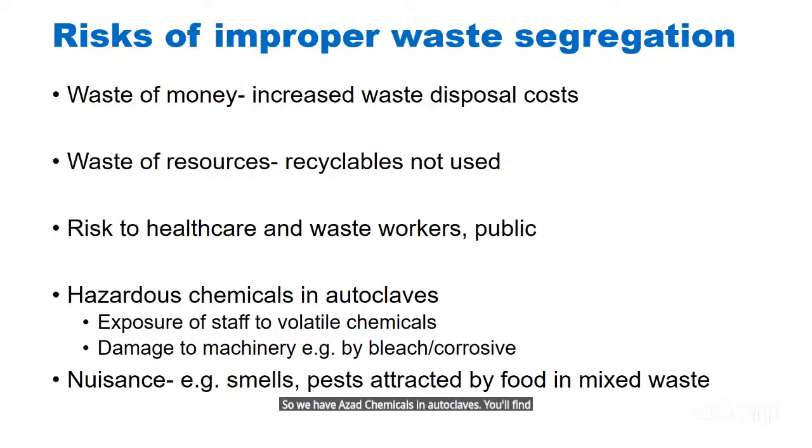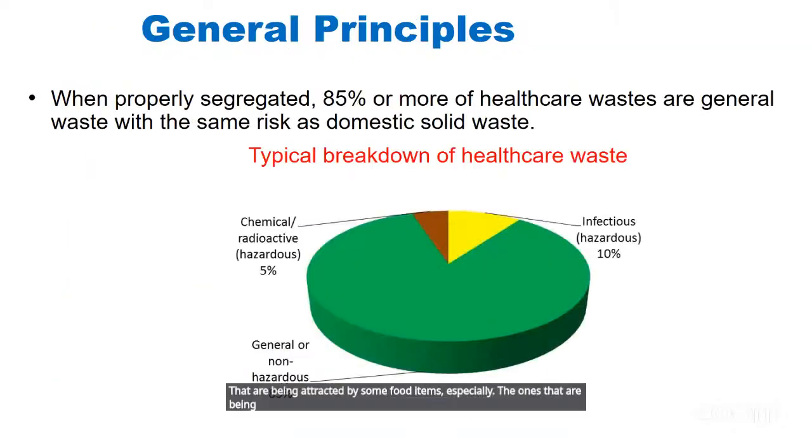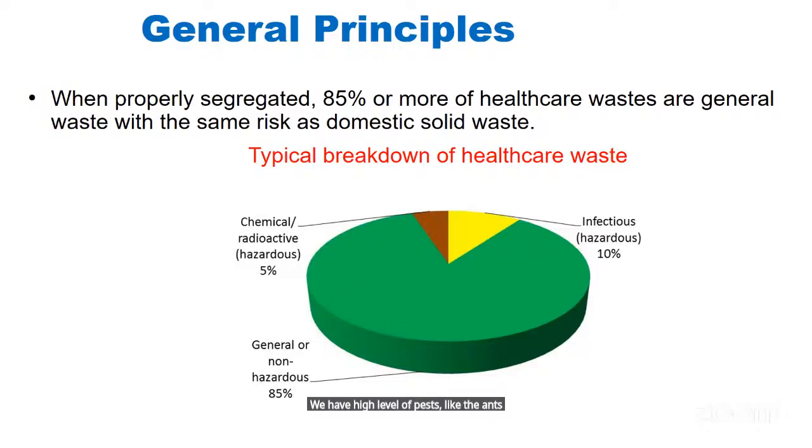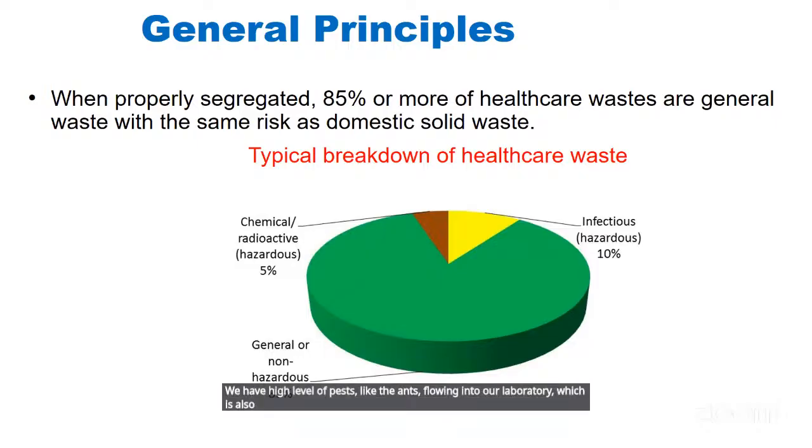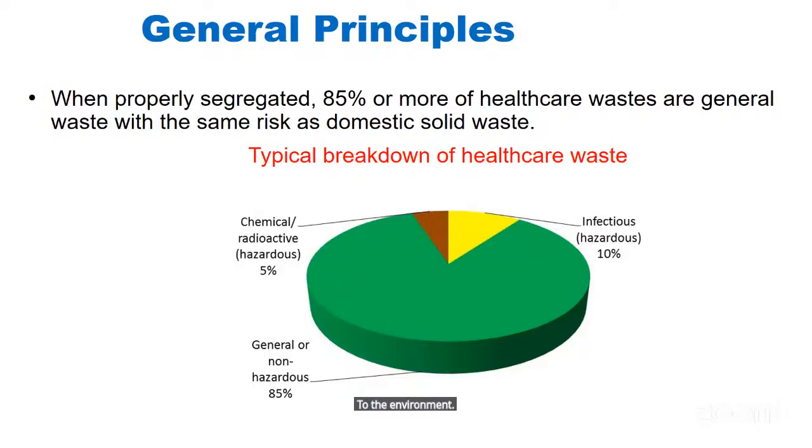You'll find yourself putting some hazardous chemical in autoclaves, which might also cause an injury to the people working on the autoclaves. It can also lead to nuisance, e.g. smells, pests that are being attracted by some food items, especially the ones that are being generated in the ward. And even in our laboratory, you realize that when we don't maintain our waste well, we don't clean our bins, we have high level of pests like the ants flowing into our laboratory, which is also a risk to the environment.